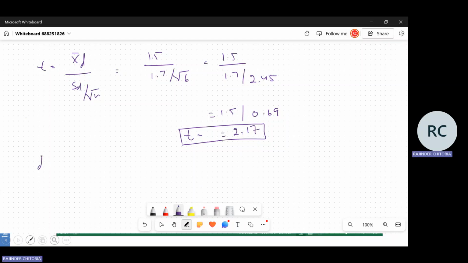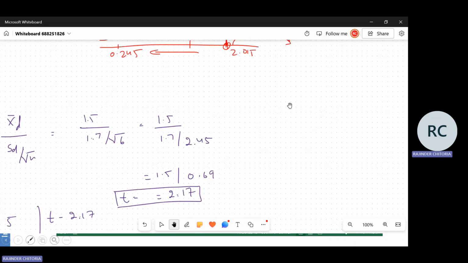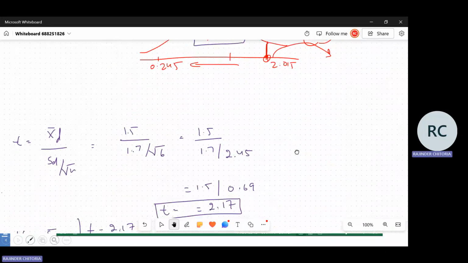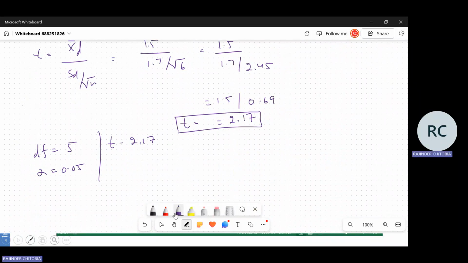Now the degree of freedom we have is 6 minus 1, that is 5. The significance level we are testing is 2.5, and the T test value we are getting is around 2.17. Now let's validate this with the previous data points. Earlier we also tested like this. With the same data points, the T table value we got was 2.015, and the T calculated value we are getting is 2.17.